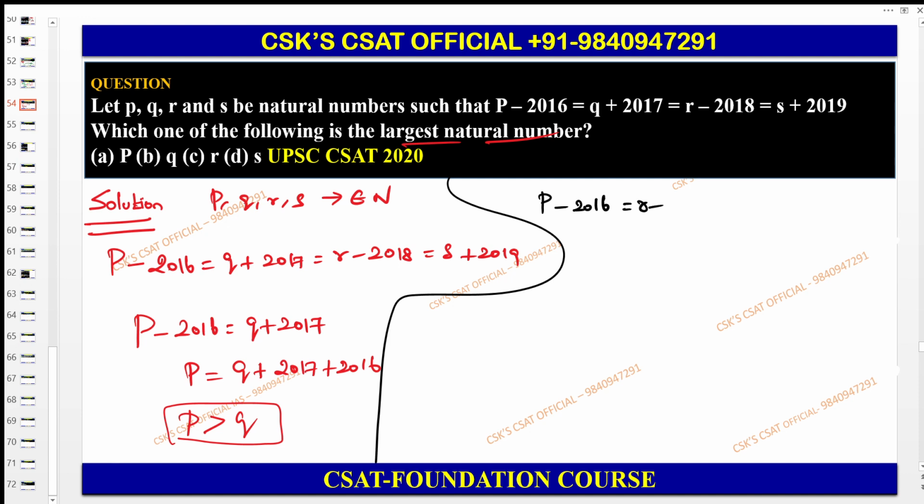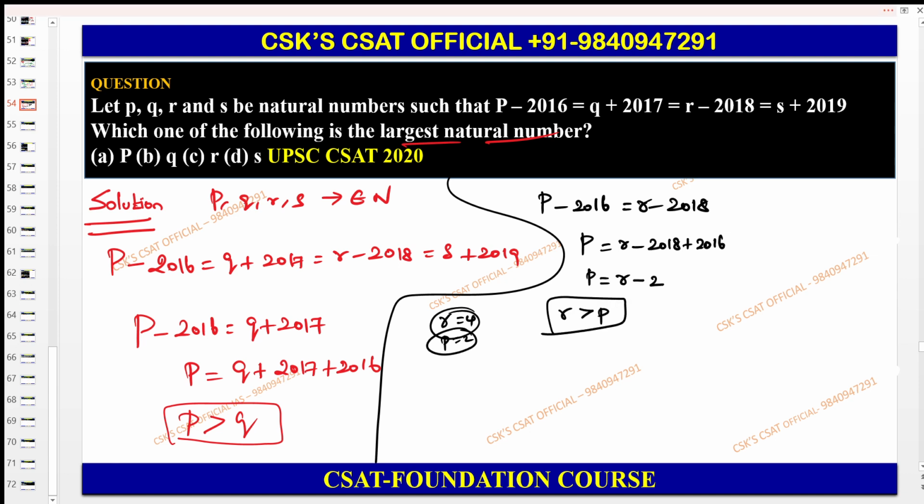Now we are checking with R. Listen very carefully. P is equal to R minus 2018 plus 2016, so P is equal to R minus 2. Suppose we take any value, when R is 4, then P will become 2. So in this case R is greater than P. Listen, R is greater than P in this case.